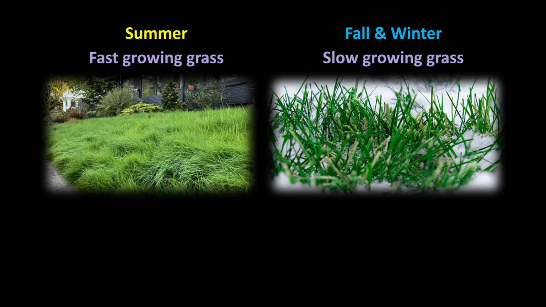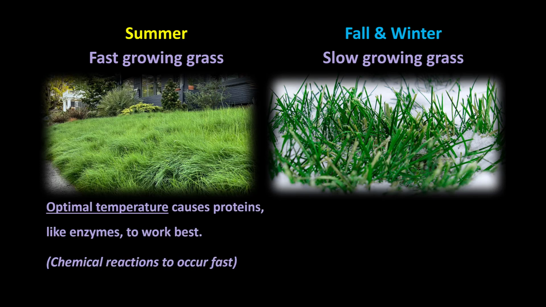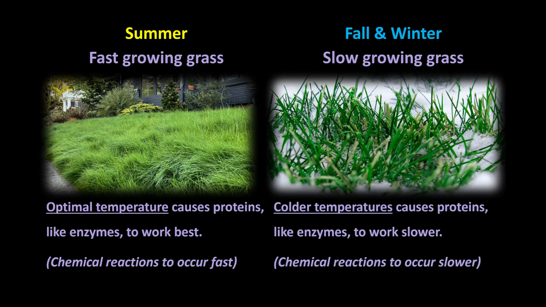You could also see this phenomenon in the summer when grass grows super fast. That's because it's the optimal temperature for the enzymes in grass to work, causing grass to grow really fast. But in the winter, grass grows slower because the temperature is colder, and proteins, all proteins, will work slower, causing grass to grow slower.